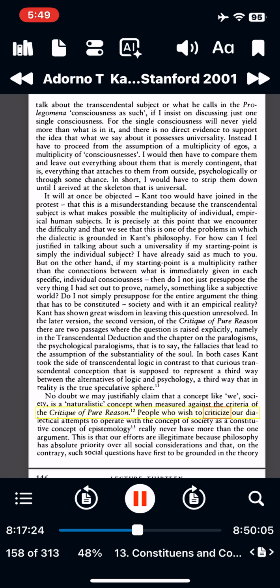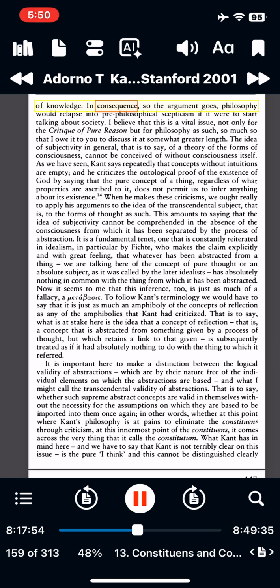People who wish to criticize our dialectical attempts to operate with the concept of society as a constitutive concept of epistemology really never have more than the one argument. This is that our efforts are illegitimate because philosophy has absolute priority over all social considerations, and that, on the contrary, such social questions have first to be grounded in the theory of knowledge. In consequence, so the argument goes, philosophy would relapse into pre-philosophical skepticism if it were to start talking about society. I believe that this is a vital issue, not only for the Critique of Pure Reason but for philosophy as such, so much so that I owe it to you to discuss it at somewhat greater length.